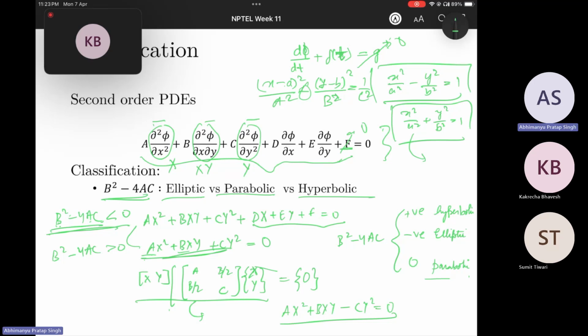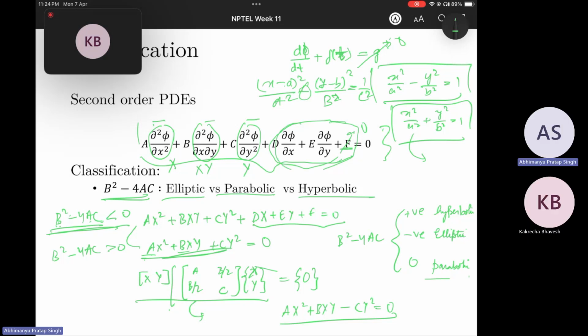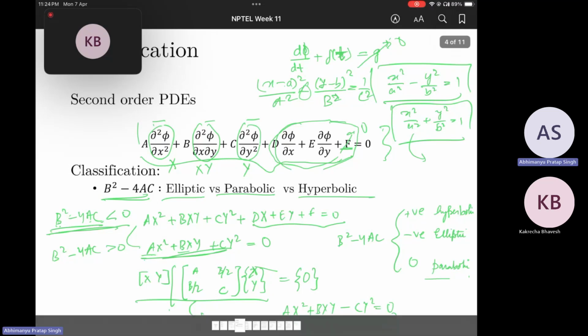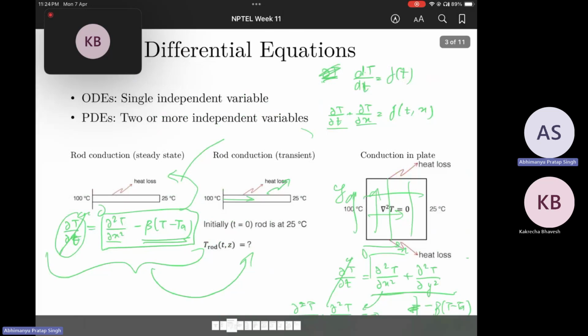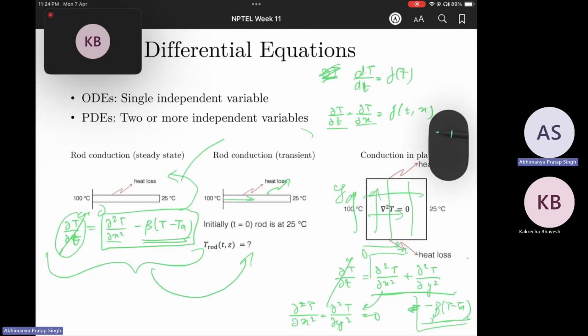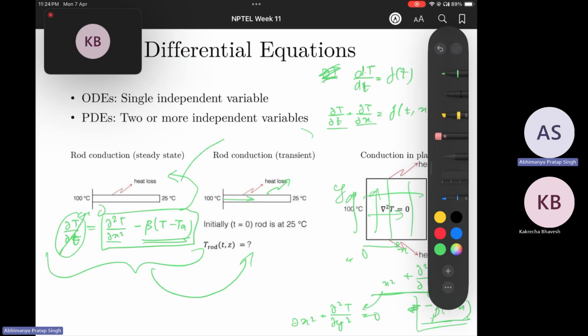Any doubt in this? How we are doing this classification? We just need to check the coefficients of all the second order terms. The first order terms don't matter much. They just provide a shift to the origin of this entire PDE. If I do a geometric representation, then these terms just provide a shift to the origin. They don't add any new information. Right. So let us look at what sort of PDEs these are.